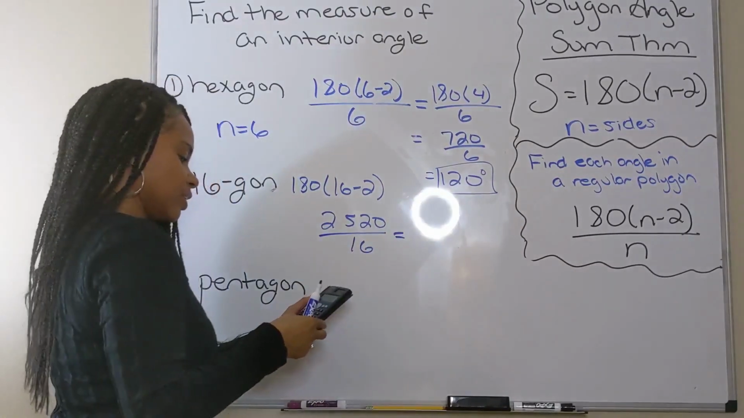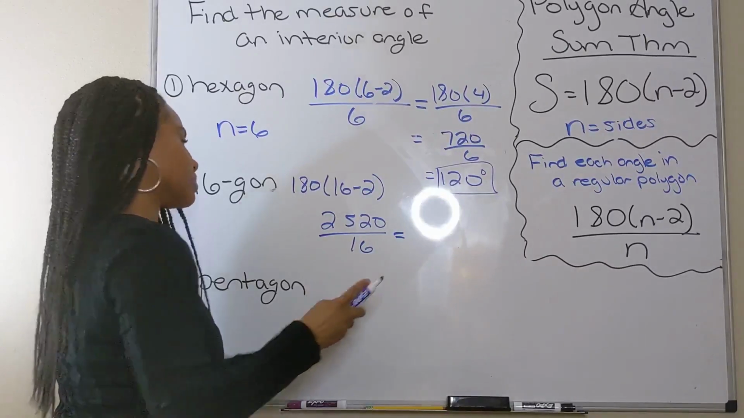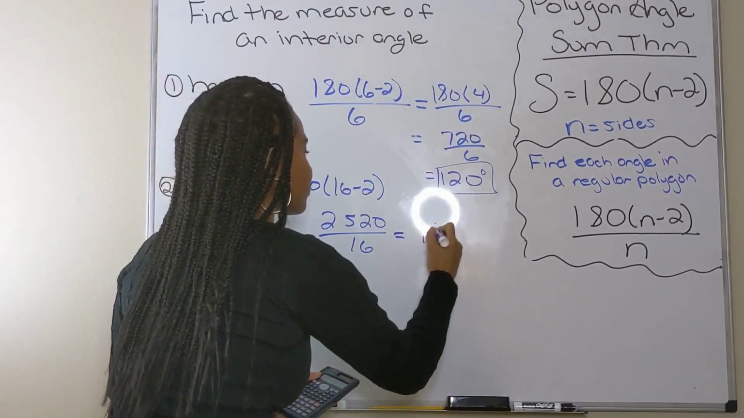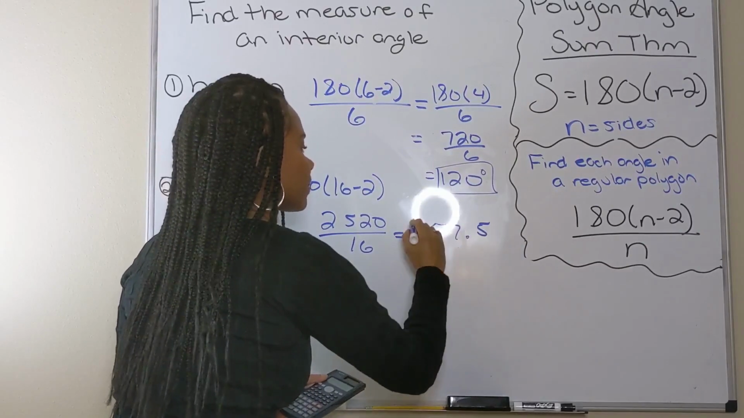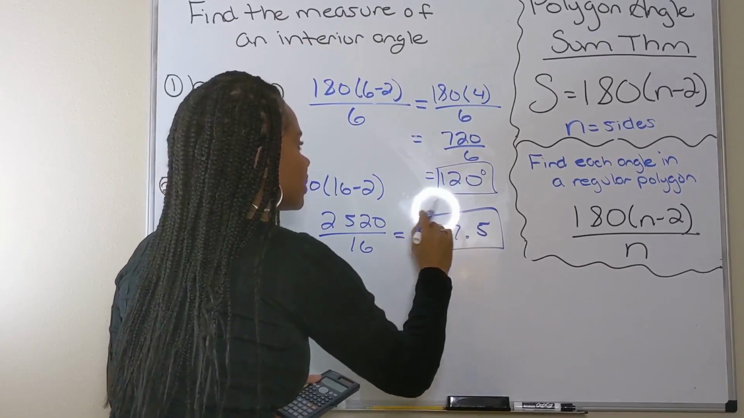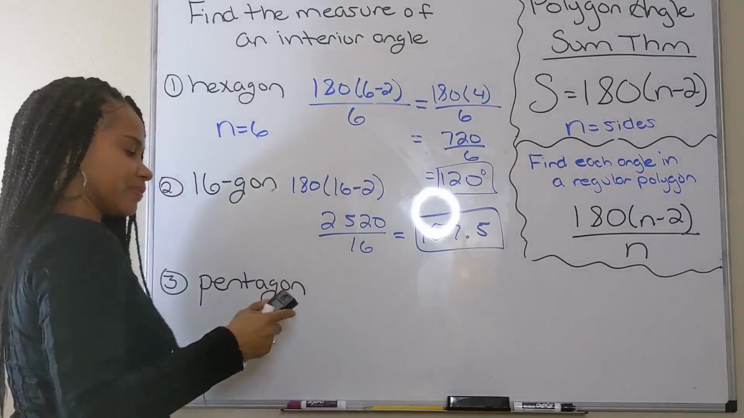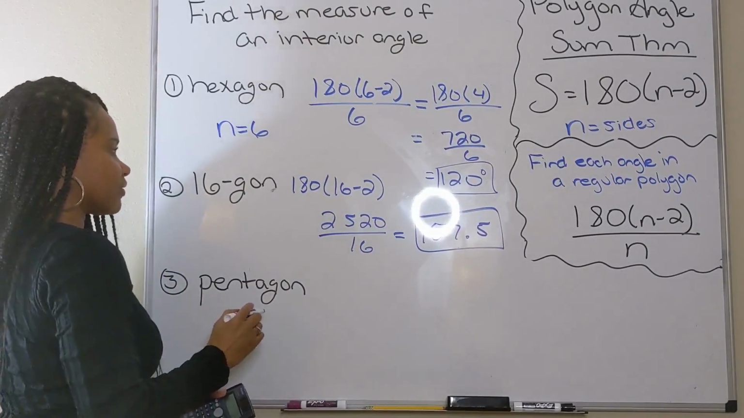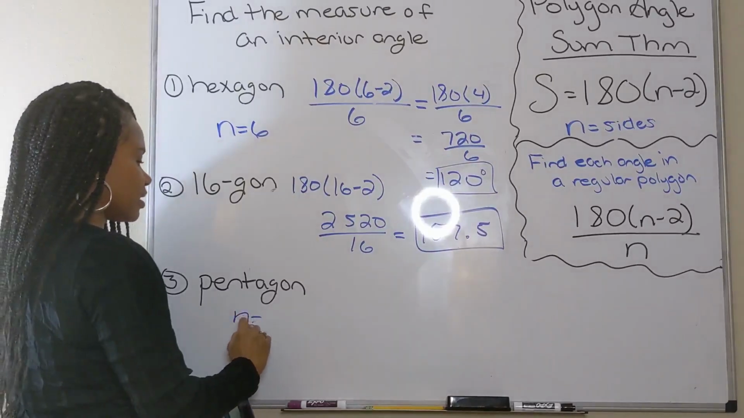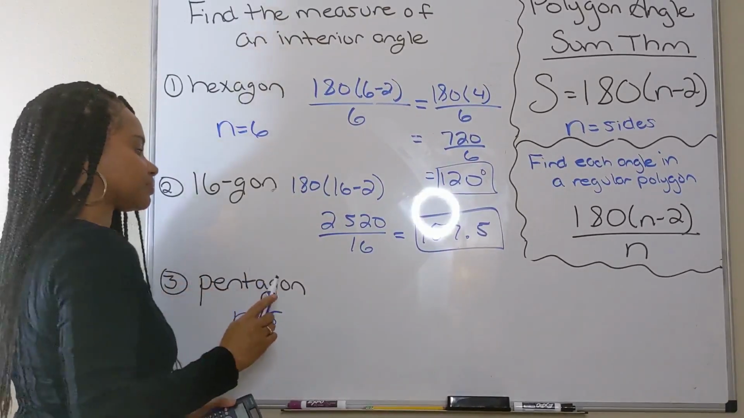So again, the only added piece from the previous three problems is that we're just dividing by the number of sides to get the measure of one angle. All right. And our last one here is a pentagon, and of course a pentagon has 5 sides.